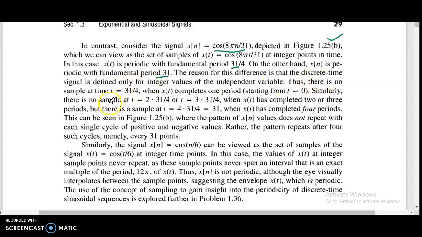Thus, there is no sample at a time t equal to 31 divided by 4 when x of t completes one period starting from t equal to 0. Similarly, there is no sample at t equal to 2 times 31 divided by 4 or t equal to 3 times 31 divided by 4 when x of t has completed 2 or 3 periods, but there is a sample at t equal to 4 times 31 divided by 4 equal to 31 when x of t has completed 4 periods.